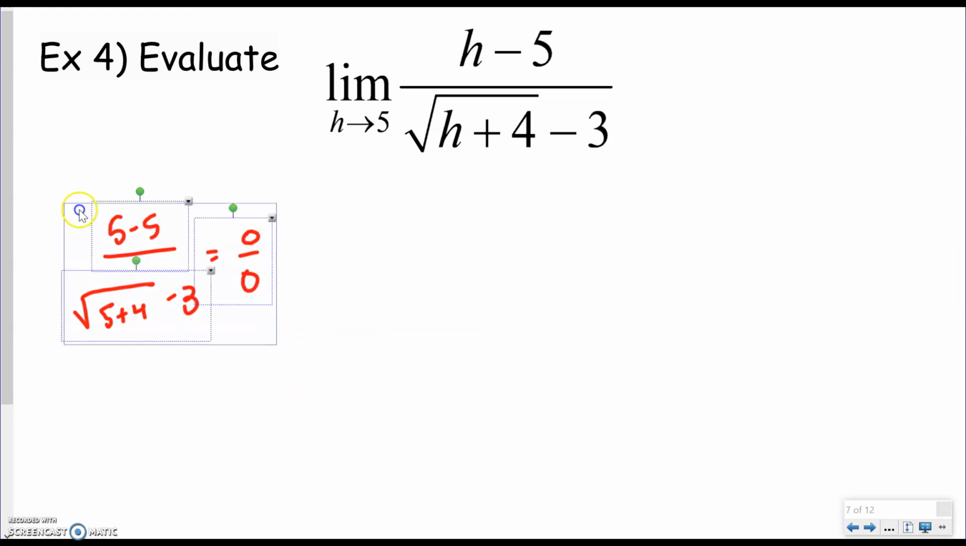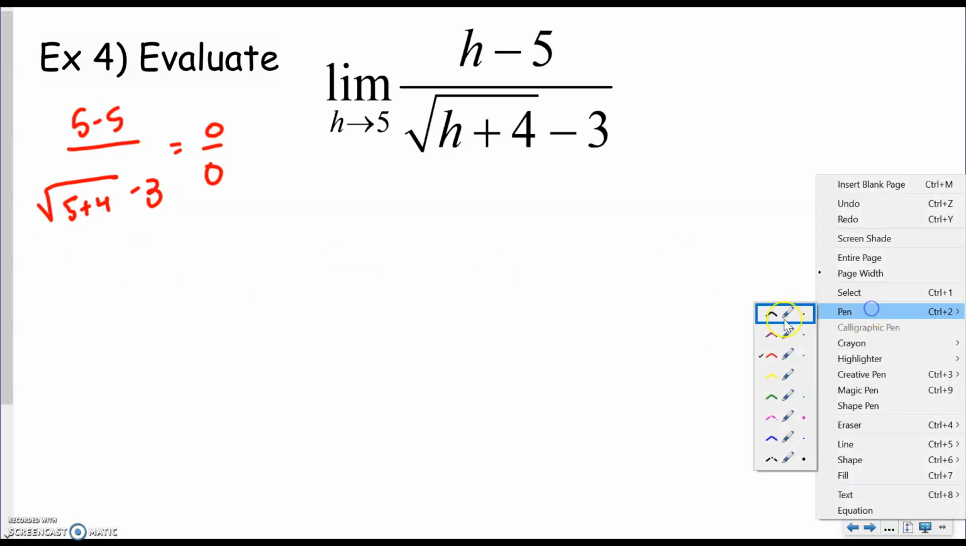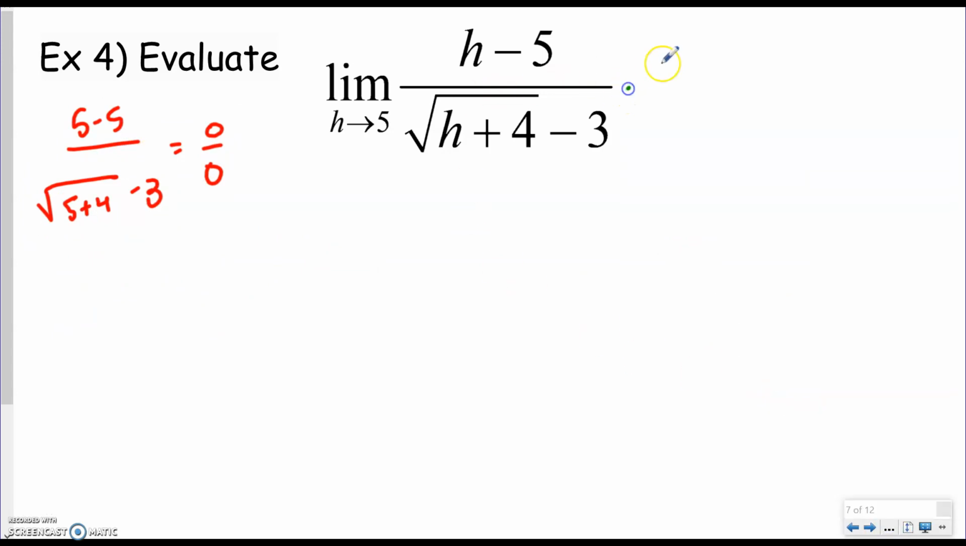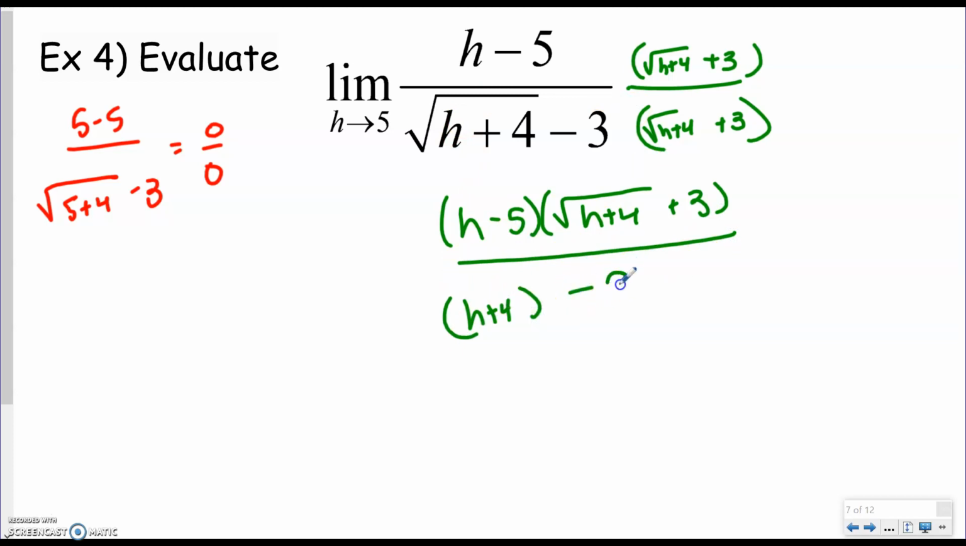So we're going to use conjugates again. But this time I'm looking at the denominator because that's where my square root is. So I'm going to multiply by the square root of h plus 4 plus 3 over the square root of h plus 4 plus 3. And in the numerator, I'm going to keep this as it is. And in the denominator, when I multiply it out, I get h plus 4 minus 9.